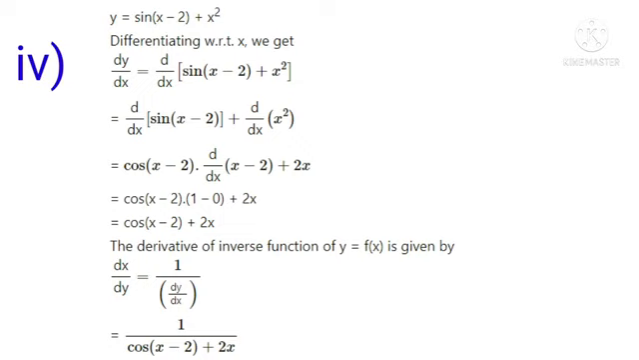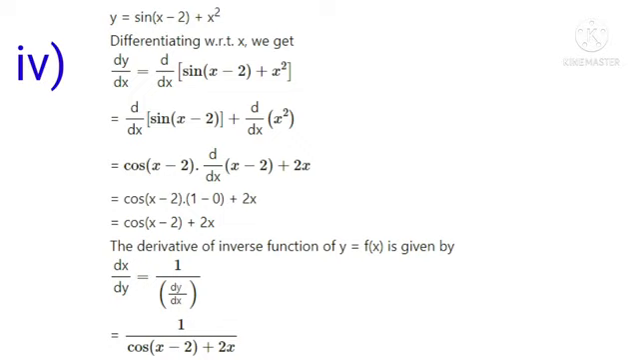What is the derivative of sin x? The derivative of sin x is cos x. So here a composite function is there. Not sin x is there, sin of x minus 2 is there. So first you find the derivative of sin of x minus 2 as cos of x minus 2 into again the derivative of x minus 2, plus the derivative of x square is 2x. So we get cos of x minus 2 into 1 minus 0 plus 2x is equal to cos of x minus 2 plus 2x. This is dy by dx.